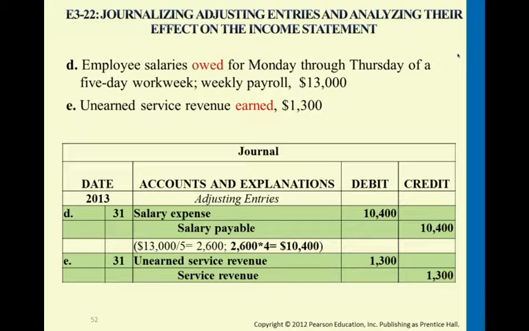So if it was only for Monday and Tuesday, then that would be $5,200, $2,600 times 2. But here, we're recording it typically if the end of the month falls on a Thursday, then we'll record 4 days. If it falls on a Wednesday, then we'll record 3 days.